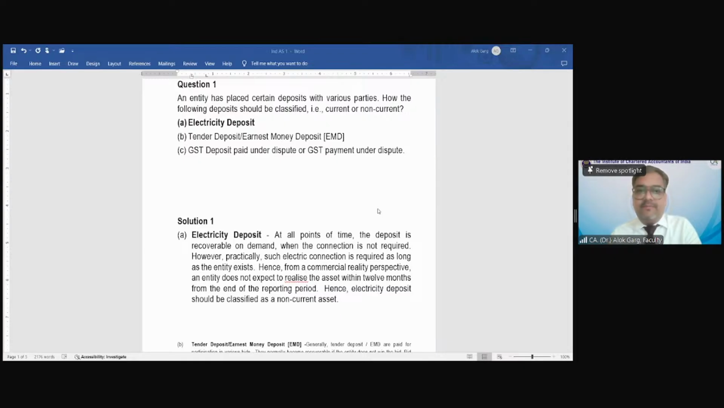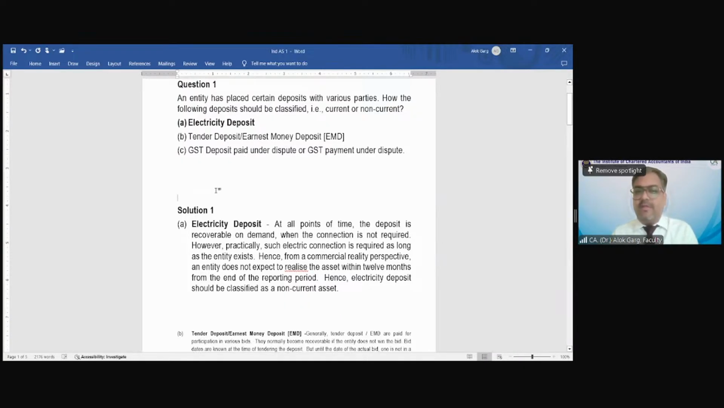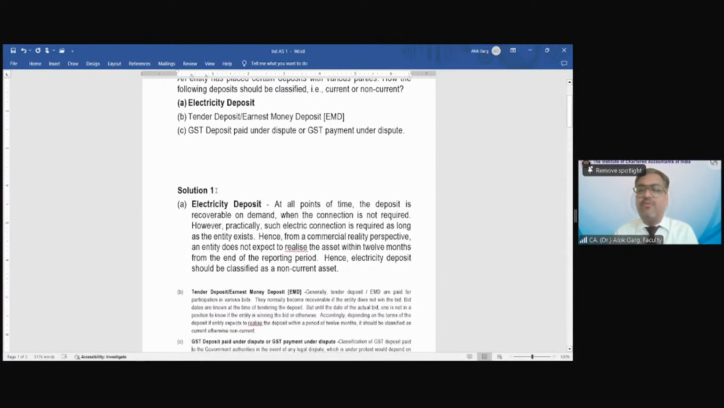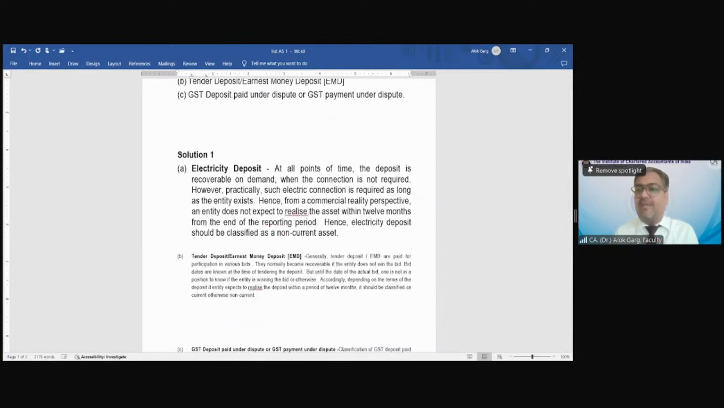Yes, so money is going to be realized within 12 months. Is that clear? Whether the tender deposit part is clear to everyone? So guys, you can also participate. You can also give your answer through the chat box. Even in the earlier classes, students used to use the chat box for answering questions, right?